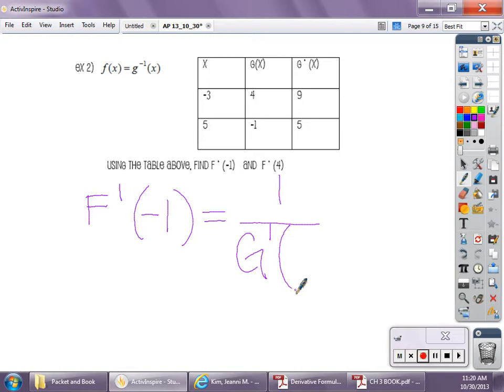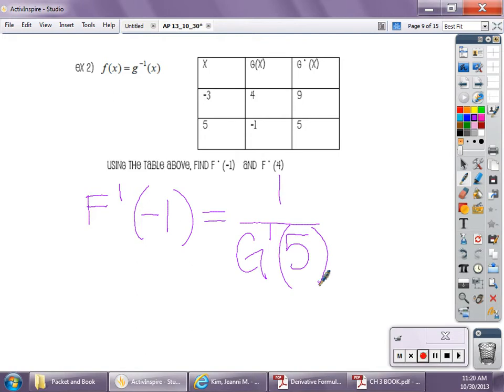Where am I taking the derivative? At 5. How do you know that? Because if this is f's x value, then on the inverse function, it'll be the y value. I purposely did it where the f and g were kind of flipped around so that you understand the relationship as it goes back and forth. Are you okay? Are you good?